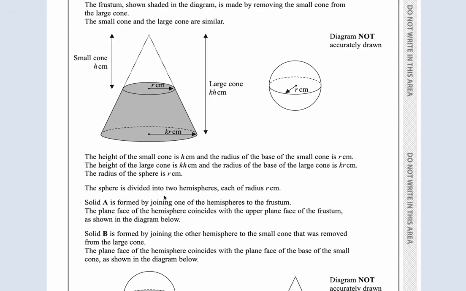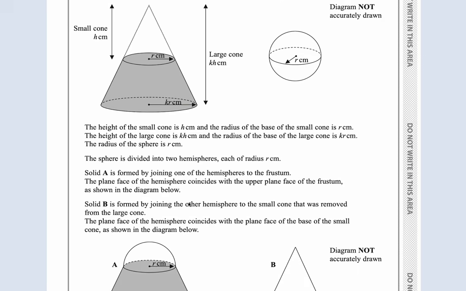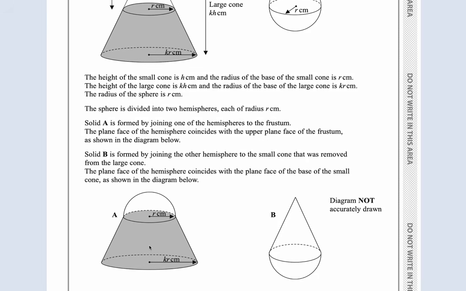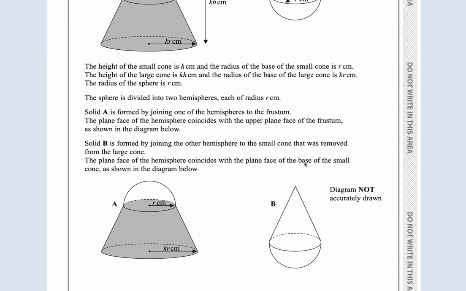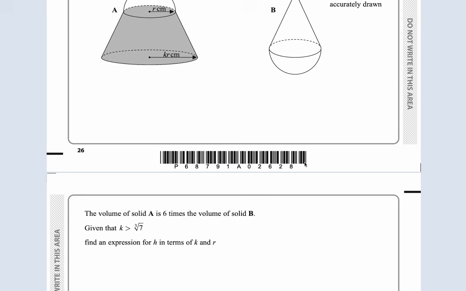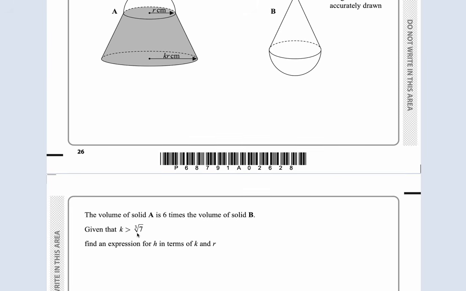The sphere is divided into 2 hemispheres, each of radius r. Solid A, so this is A here, is formed by joining one of the hemispheres to the frustum. The plane face of the hemisphere coincides with the upper plane face of the frustum. Solid B is formed by joining the other hemisphere to the small cone that was removed. The volume of solid A is 6 times the volume of solid B. Given that K is this, find an expression for H in terms of K and r.